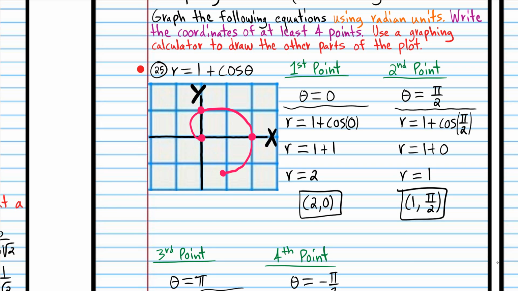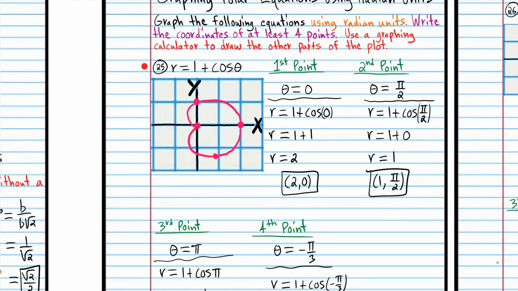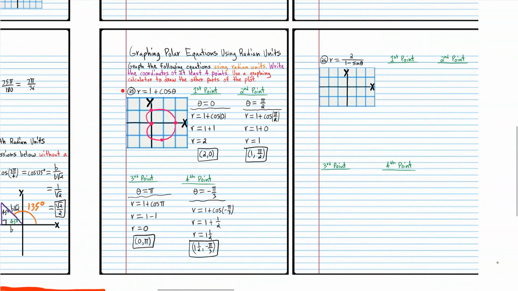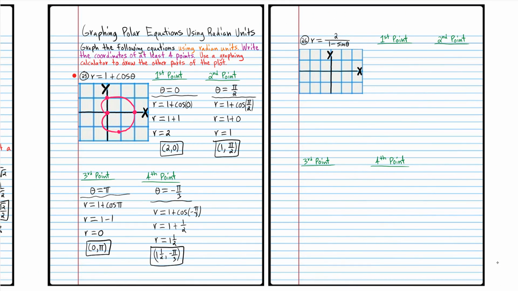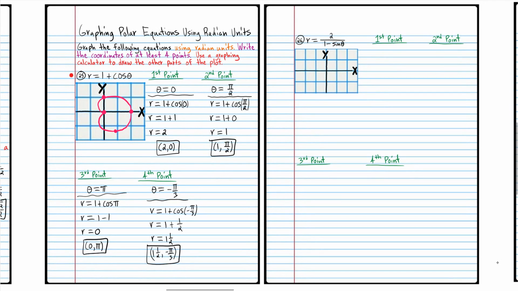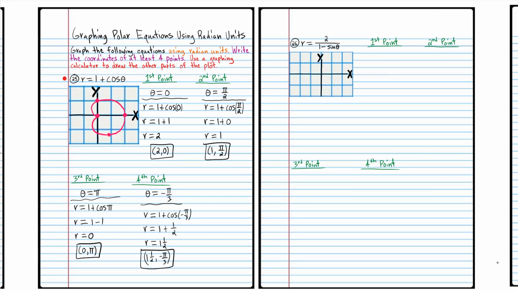That looks about right. It's not perfect. You're going to notice that my graph is not really perfect, but that's okay. We have the general shape. So there you go. That's how to graph polar equations using radian units. It's the same thing we did in our classes on polar equations, except we're just using radian units. So we're reviewing polar equations and the graphs of polar equations, but we're also reviewing how to use radian units.